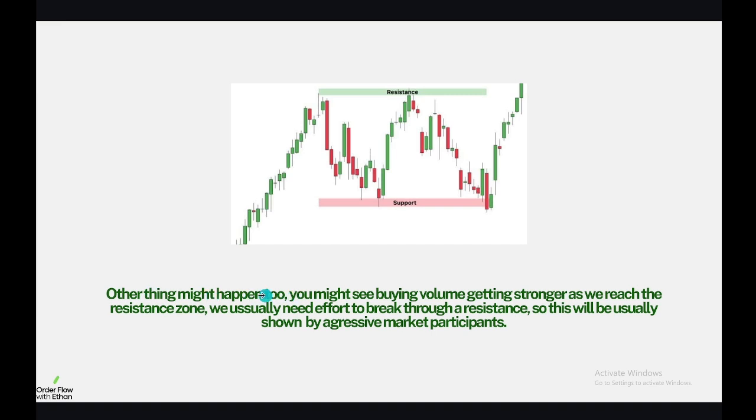Another thing that might happen too is you might see buying volume getting stronger as we reach the resistance zone. We usually need effort to break through resistance, so this will usually be shown by aggressive market participants. So as you can see, this is the resistance. First time we hit it, second time, third time we keep going up. So basically we had major buying force that made the price keep going up, not stopping at the resistance zone. So yes, this would be shown in the order flow with stacked imbalances, big imbalance numbers, and also with your delta and max delta.